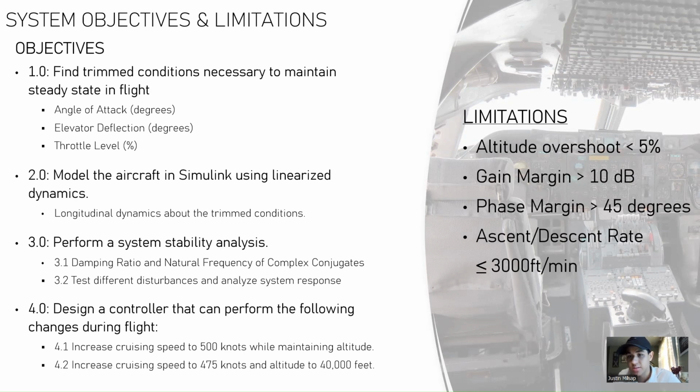Some limitations that we had for this were that we wanted the altitude overshoot to be less than 5%. We wanted the gain margin to be greater than 10 decibels, the phase margin greater than 45 degrees, and the ascent and descent rate less than 3,000 feet per minute.